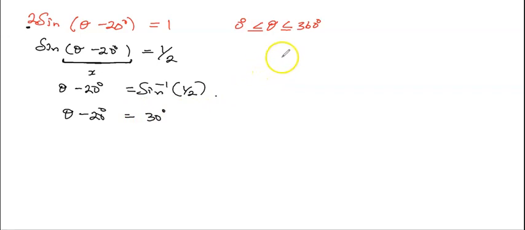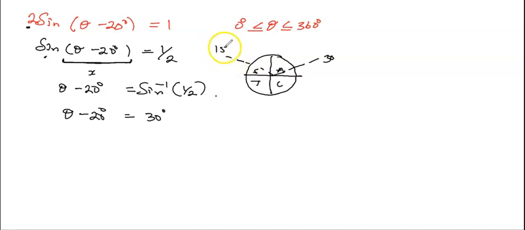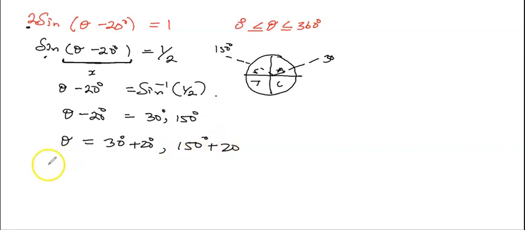If you have the diagram in your head, you can get it quickly here. All students take coffee. I have the first angle here, which is 30. So 30 is over here. And this is sine and it's positive. So the other angle is over here, which is going to be 150. Then I can go ahead and look for theta. How do you find theta? Theta is going to be equal to 30 plus 20, and then 150 plus 20.